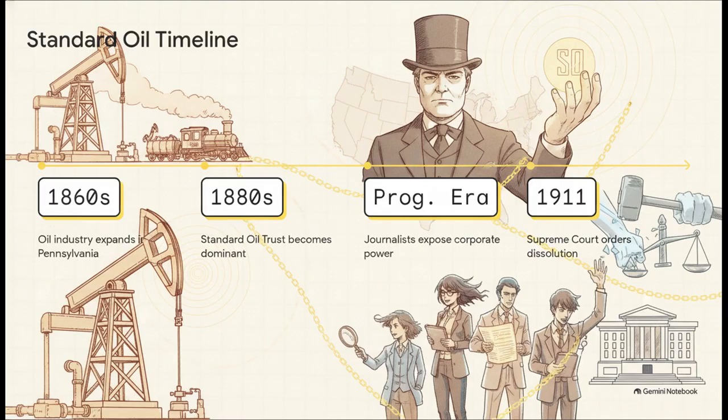But by the 1880s, this towering dominance sparked a massive new problem. As America moved into the progressive era, investigative journalists started heavily exposing corporate power and ruthless business tactics. The public grew deeply skeptical of monopolies, asking some really hard questions about unchecked corporate influence. And this ultimately pressured the government into stepping in and aggressively utilizing antitrust laws.